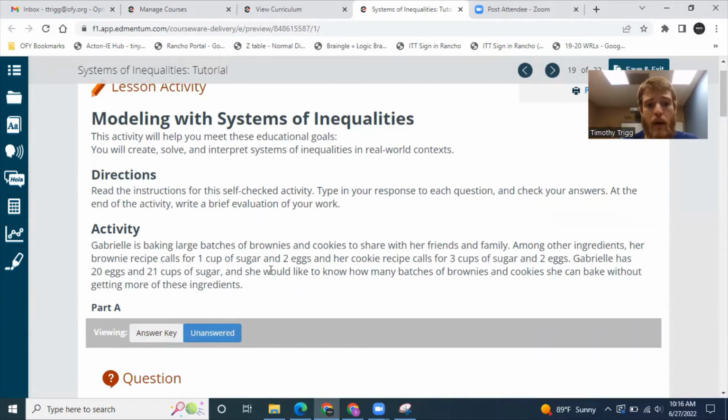Gabrielle is baking large batches of brownies and cookies to share with her friends and family. Among other ingredients, her brownie recipe calls for 1 cup of sugar and 2 eggs, and her cookie recipe calls for 3 cups of sugar and 2 eggs. Gabrielle has 20 eggs and 21 cups of sugar, and she would like to know how many batches of brownies and cookies she can make without getting more ingredients.